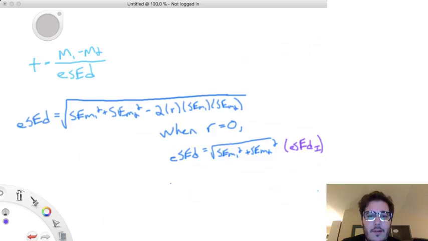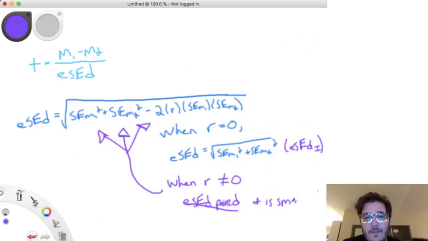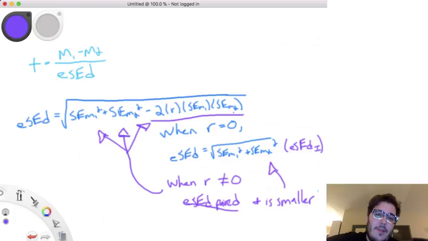And when R is not 0, then it equals this, right? It equals this whole thing. And that's estimated standard error of the difference paired. And this is always smaller than that, because this is just subtraction. And the whole reason why I'm going through this is because when you have paired samples, then you have less variance, right?